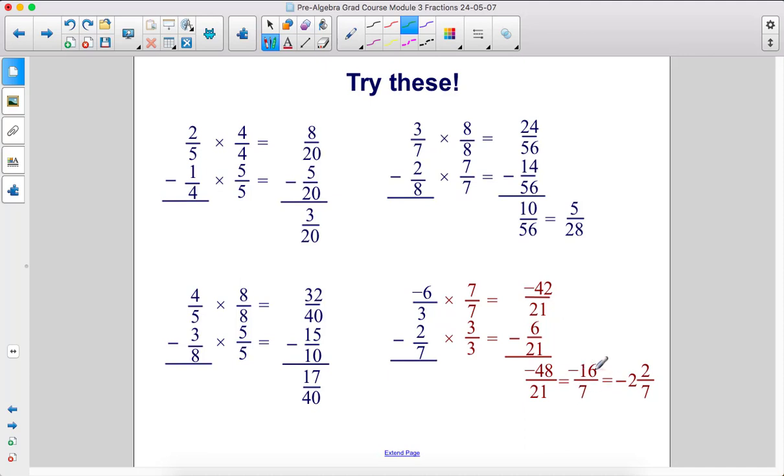And then that can be rewritten as a mixed number just by doing that division. So 7 goes into 16 twice. 2 times 7 is 14, giving us that remainder of 2 over 7. And it is negative, so you need that negative sign out front.